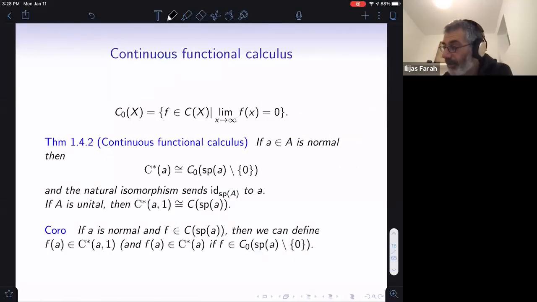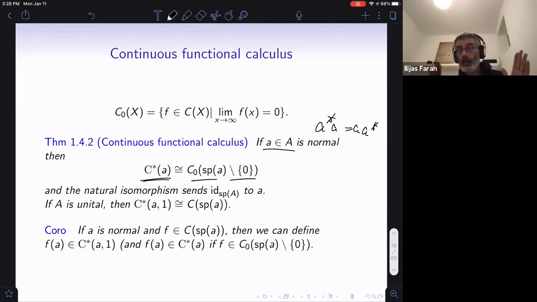Okay, and here is the continuous functional calculus. If a in A is normal, meaning a star a equals a a star, then the C-star algebra generated by a is C0 of the spectrum of a minus zero. Of course, if zero is not in the spectrum of a, you don't have to say that. But if zero is in the spectrum, this is going to be a non-unital C-star algebra. So just by knowing what the spectrum of an element is, you know exactly what algebra it generates, assuming it's normal. If a is not normal, then we are in complete dark. But let's not worry about that.